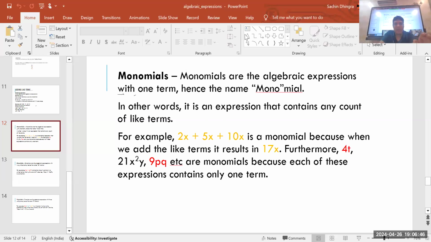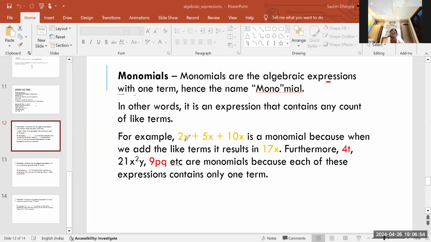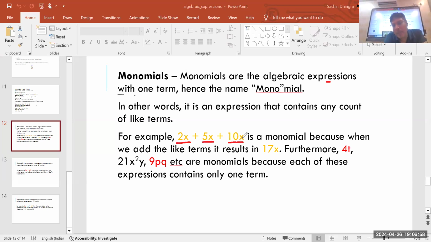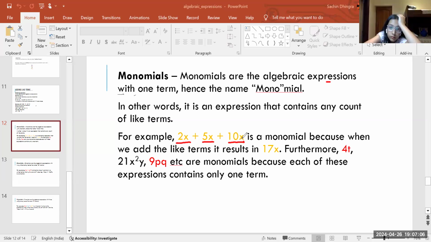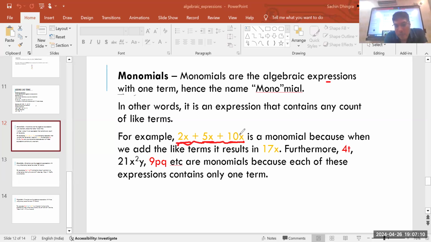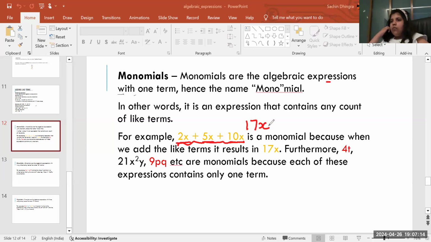Next, monomials. We have seen what monomials are, which have only one term. Now, they have given one special example: 2x plus 5x plus 10x. Is this a monomial or not? It is a monomial, because I can add 2 plus 5 plus 10 and I will get 17x. So it can become a monomial.